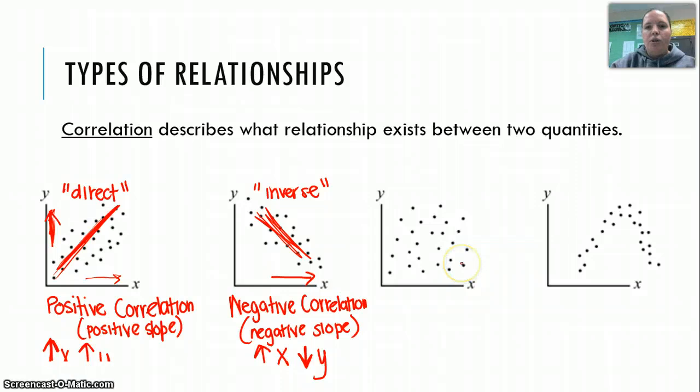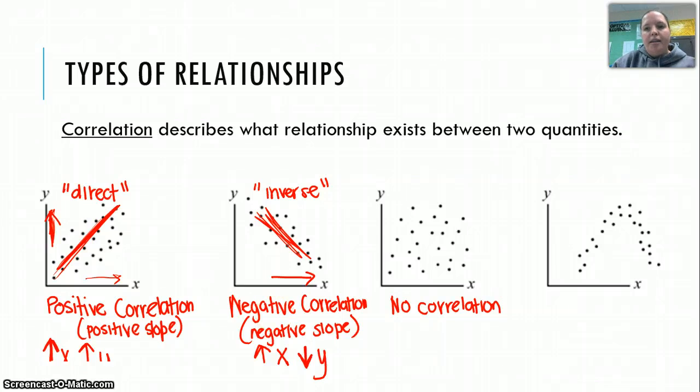If I was going to try and draw a line to kind of explain where the overall trend is, there's no real trend here. This is a graph that shows no correlation, meaning that the data is kind of random and not necessarily all related to each other.